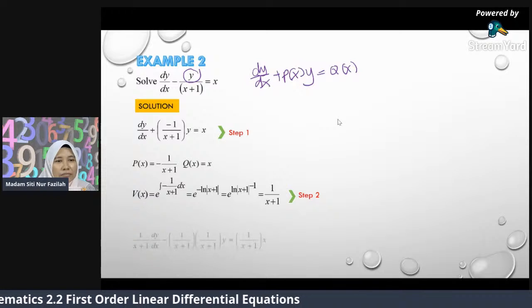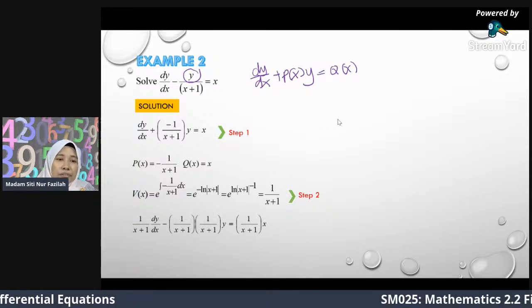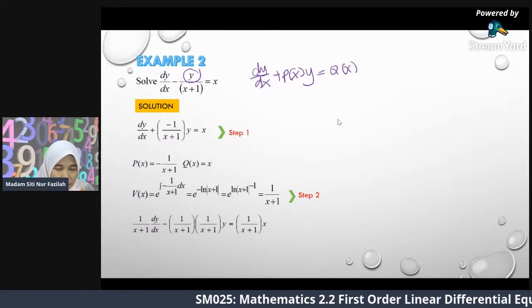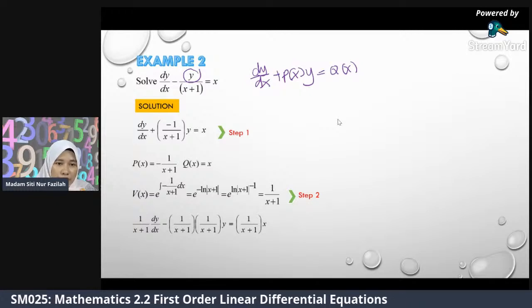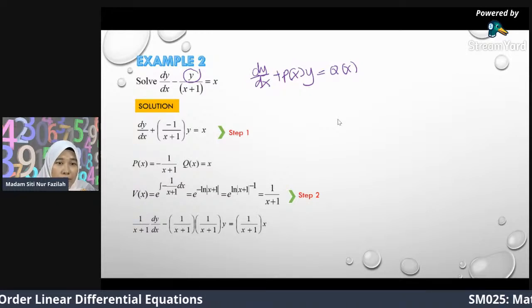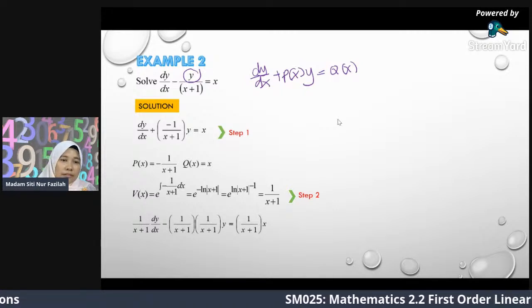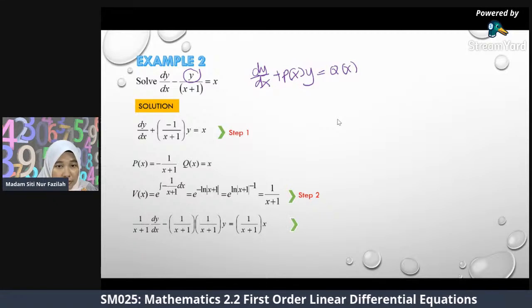Next for step 3, just rewrite: 1 over x plus 1 multiplied with dy over dx minus 1 over x plus 1 multiplied with 1 over x plus 1 multiplied with y equal 1 over x plus 1 multiplied with x. This is step 3.